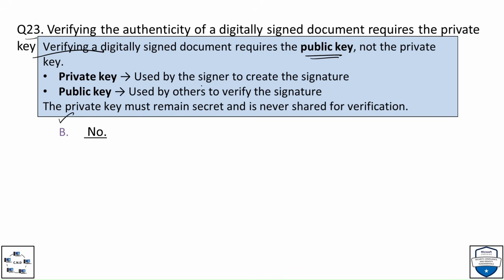The private key is used by the signer to create the signature, and the public key is used by others or the receivers to verify the signature. The private key must remain secret with its owner, and it is never shared with others for verification.